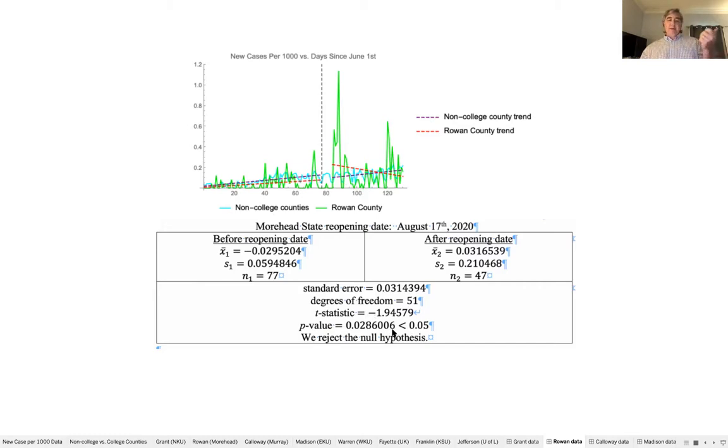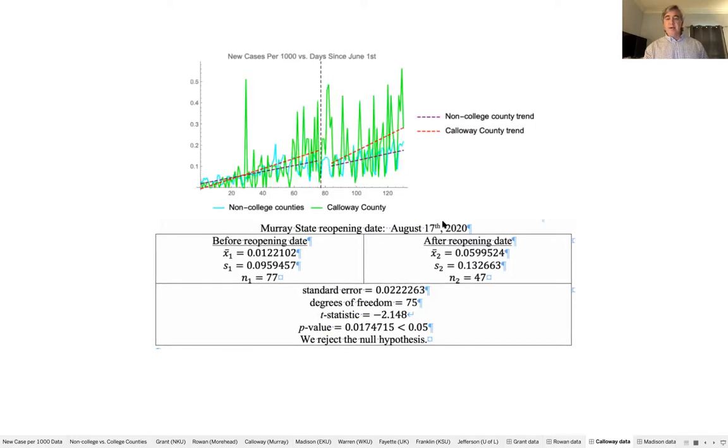If the area under this, the left-hand tail of this, is less than 5%, then I'm able to reject the null hypothesis. And that's what happened in this case. I can reject the null hypothesis in the Rowan County case. Callaway, I can also do that.